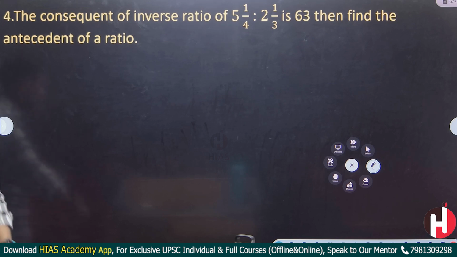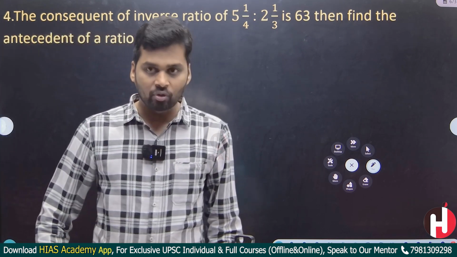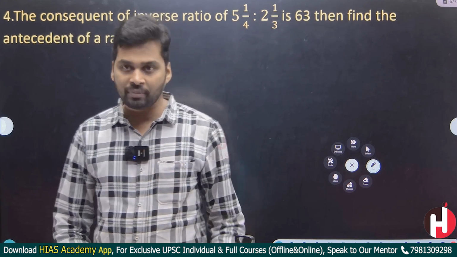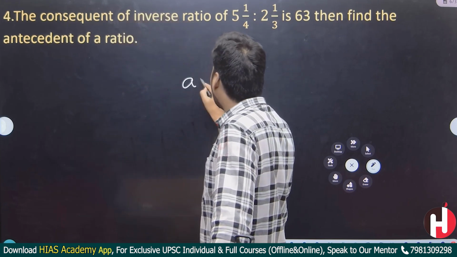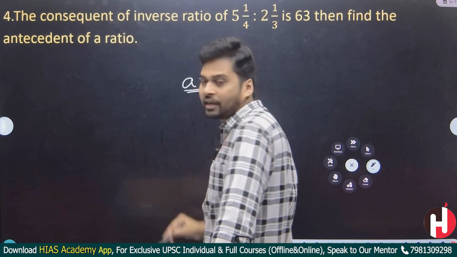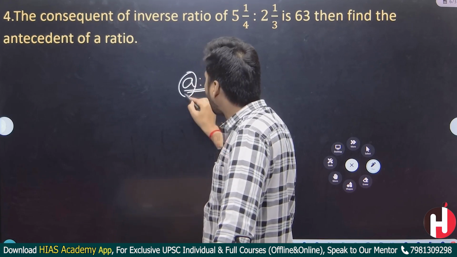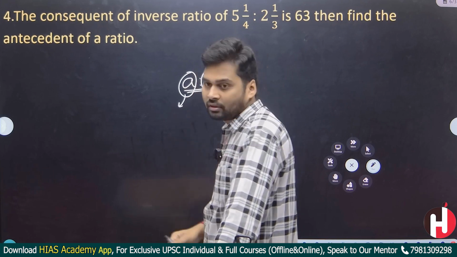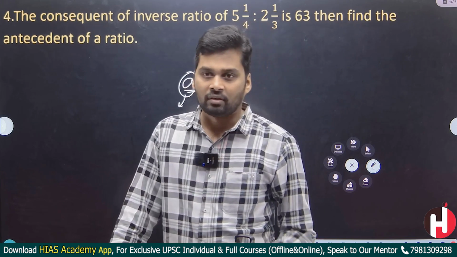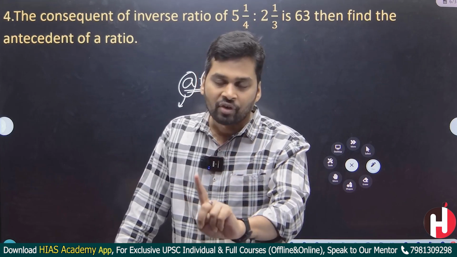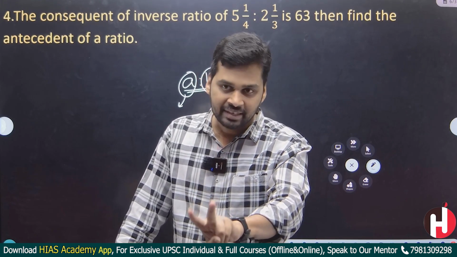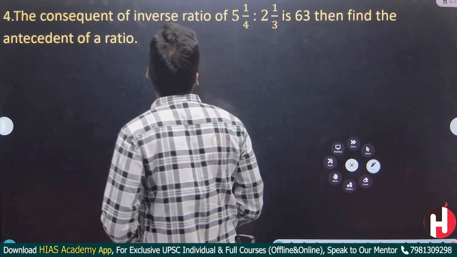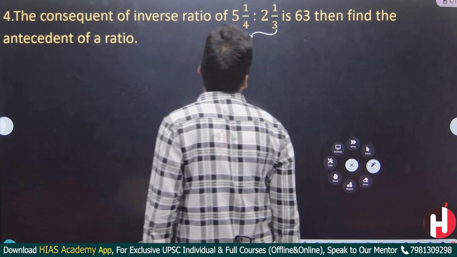Antecedent and consequent. At the very beginning of the ratios topic, I told you what is meant by antecedent and what is meant by consequent. For a two-term ratio, if there are only two terms, then the first term is called antecedent. You can see it in your notebook. Please turn back your pages and see that. For a two-term ratio, the first term is called antecedent and the second term is called consequent, right?